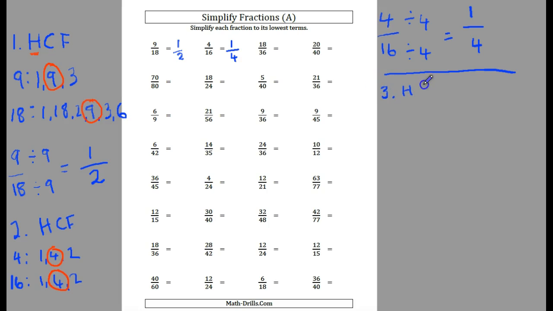So we need to find first the highest common factor of 18 and 36. Now an easier way to do it is to say, well, does 18 go into 36? Okay, because I know 18 is the highest factor of 18. And does 18 go into 36? It does. It goes in twice. So yes, 18 is also a factor. So I don't need to list all the factors.